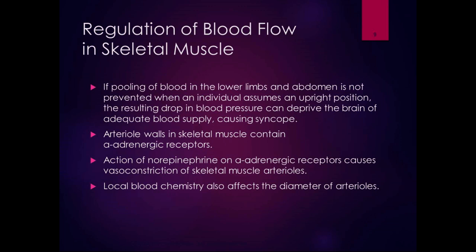The arterial walls and skeletal muscle contain those adrenergic receptors. So the action of norepinephrine on those receptors causes vasoconstriction of skeletal muscle arterioles. So your local blood chemistry also affects the diameter of arterioles. So the sympathetic nervous system is working in the background all the time to regulate the blood flow in skeletal muscle and prevent things like orthostatic hypotension and to get you ready to deal with any stresses that come along.